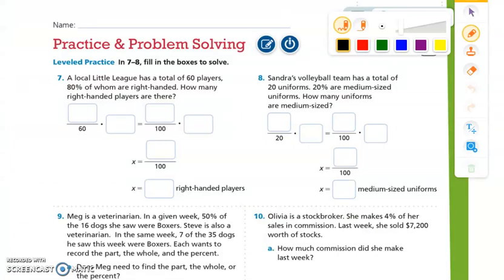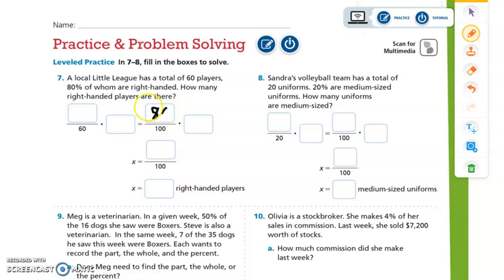Okay, we're moving to the next problem, which is number 7. A local little league has a total of 60 players, 80% of them are right-handed. How many right-handed players are there? So this is a fill-in-the-blank situation, and you can see that they started to write the percent over here. So I know that that's 80%, so it would be 80 out of 100. And they have the 60 across from the 100, and I'm trying to find the X. That's the first step, which is setting up the proportion.